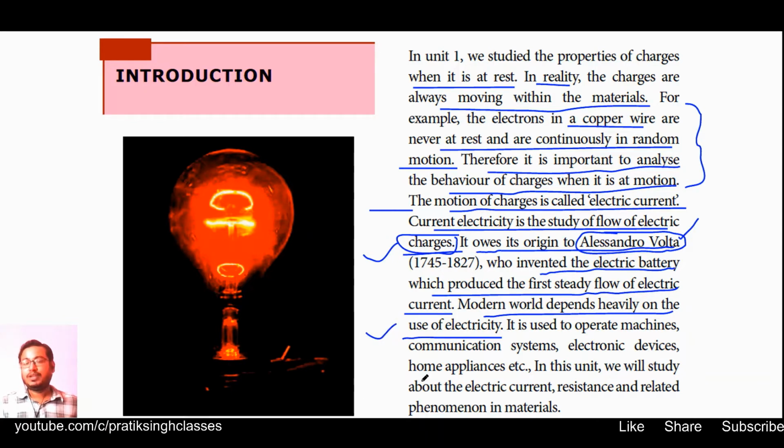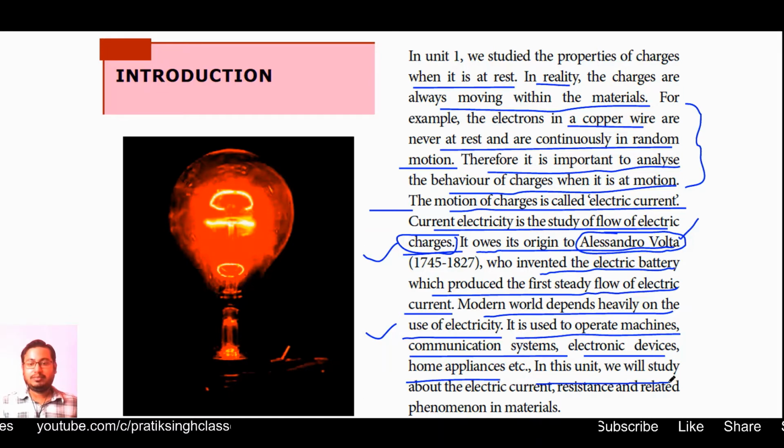And to make this earth green, every country's government is trying to reduce the use of fossil fuels. So they are trying to enhance the use of electric vehicles, whether it is automobiles, trains, cars, anything. It is used to operate machines, we know very well. Communication systems like telephone, mobile phones, walkie talkie, or any other device which we use for our communication system. Then electronic devices, TV, laptop, anything, home appliances like refrigerators, washing machines, kettles, etc.